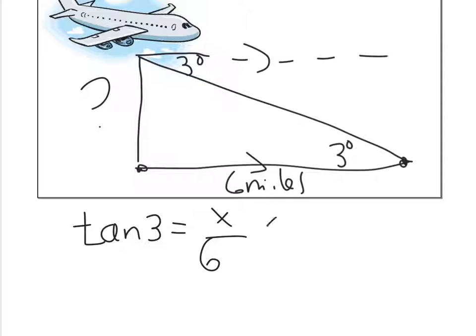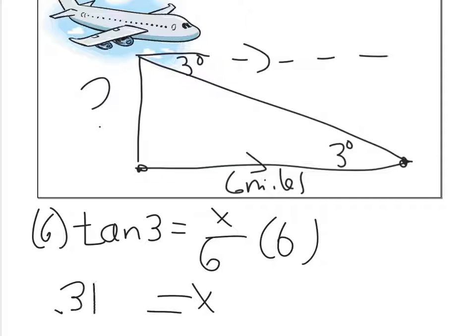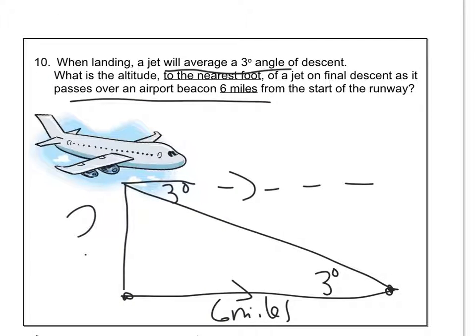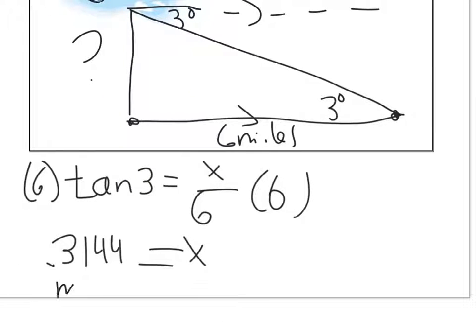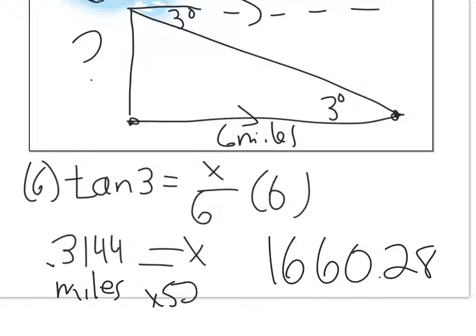Times 6. All right, so x is going to equal. Now it's a decimal, but don't leave it like that. What did the problem want it in? The problem wanted it in feet, the nearest foot. So this is in miles. So I just want to take my answer and multiply it times 5,280. So that gives me 1660.28. Multiply by 5,280 because that's how many feet are in a mile. So 1660 feet.